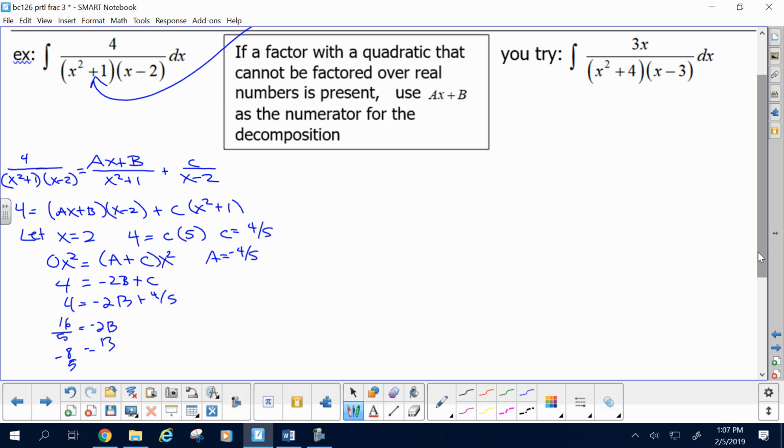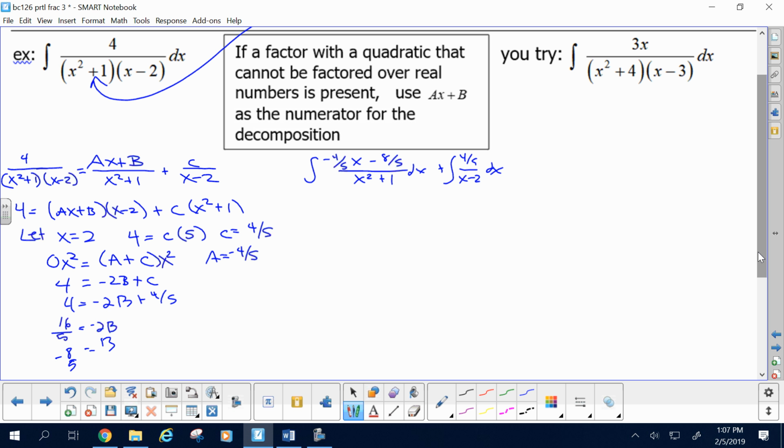All right, now we're ready to integrate. Our integral can be rewritten as the integral of Ax plus B, which is negative 4/5 x minus 8/5 over x squared plus 1. And the integral of, I'm just going to do this in separate integrals, C over x minus 2, which is 4/5 over x minus 2. Stop me if you disagree.